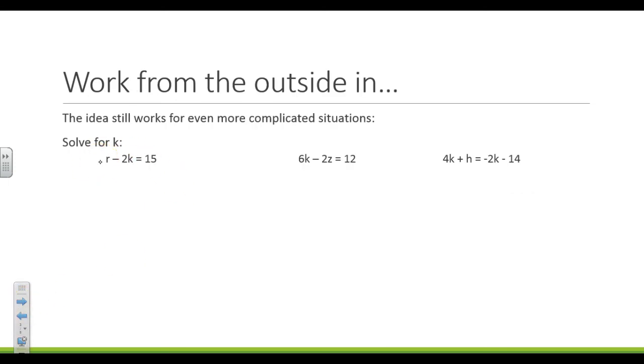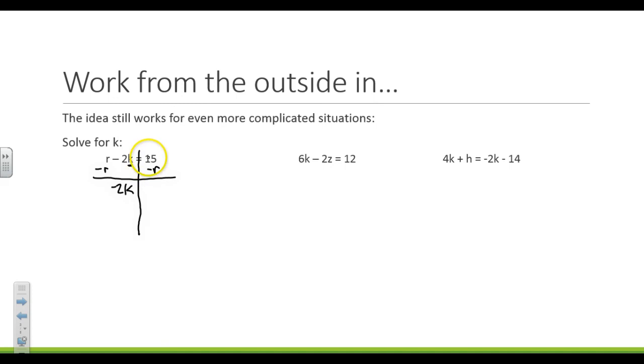Okay, solve for k. The idea still works for even more complicated situations, and we need to work from the outside in. So here's our k, but we don't want to start right here with this 2. We need to move out further and then work our way in towards the k. So here's what I need alone, but I have this r floating out here first. Well, again, there's no plus sign in front of it, there's no minus sign in front of it, so we have to assume that it's positive. So we are going to subtract r from each side, and I really like this method. If you don't, that's okay, I apologize, but I think it keeps me a little more organized.